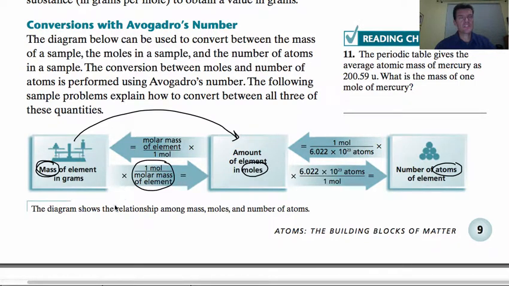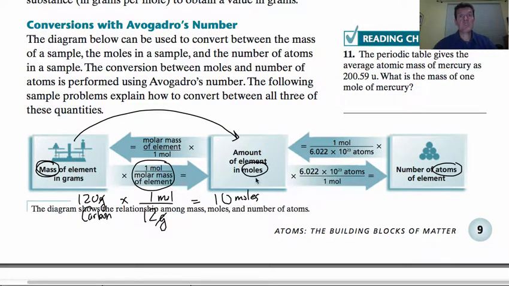So let's just look at a quick example. Let's say you had 120 grams of carbon. How many moles is that? Well, you would divide by 12 grams because it's 1 mole per 12 grams. I know that I'm going to divide by 12 because I want the units of grams to cancel. So 120 divided by 12 is going to give me 10 moles.